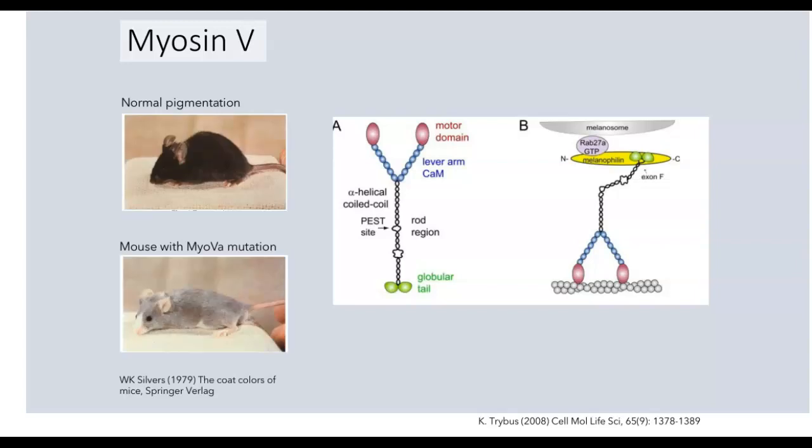Myosin 5 serves a number of different functions, but one of them is moving pigment granules into what will become the hair. So here's a mouse model for a mutation in Myosin 5. Normally the mouse has a dark fur color, but mice that have a mutation in the Myo5A gene are unable to transport the pigment as effectively, and they have this washed out or diluted fur color.